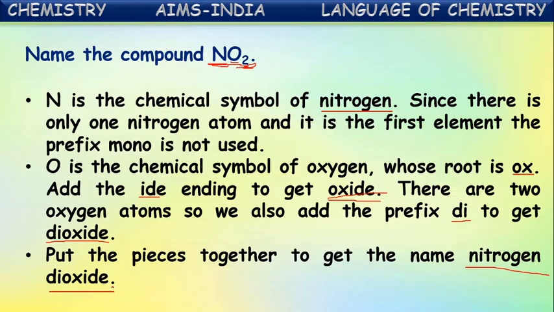For this, ide is attached. So it becomes oxide. And there are two oxygen atoms. For the second element, you compulsorily have to mention the number of atoms, even if it is single also. Monooxide can be written if there is only one oxygen. As here there are two oxygen atoms, dioxide is taken. Now the total name becomes nitrogen dioxide. Okay.